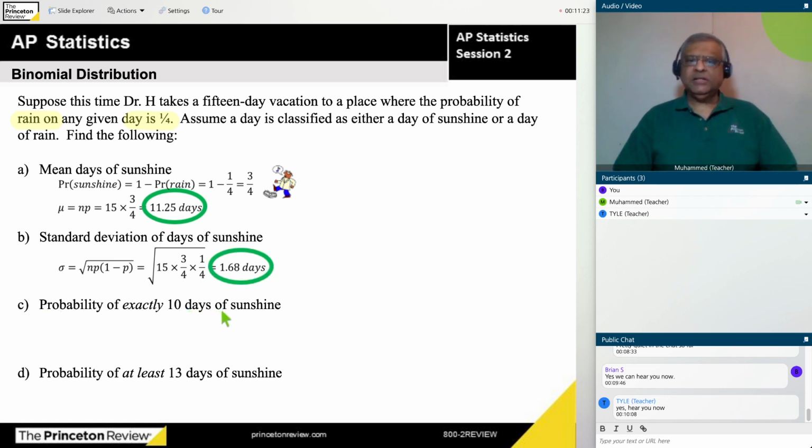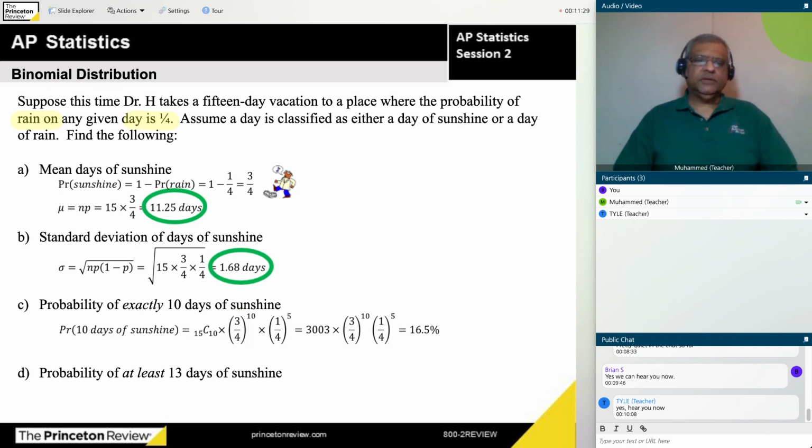Probability of exactly 10 days of sunshine. The probability of exactly 10 days of sunshine, really, now we know how to do it. Combination 15 choose 10, times 3/4, the days of sunshine, to the 10th power, and 1/4 to the 5th power. Now, why did I do it this way?